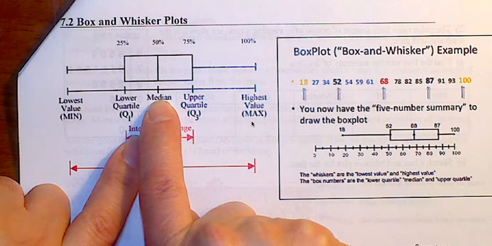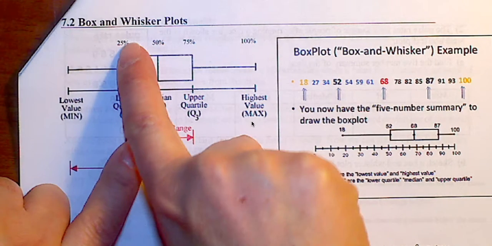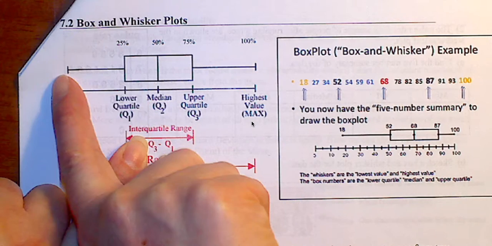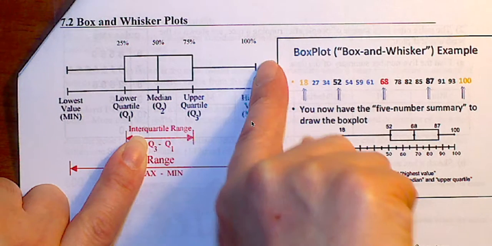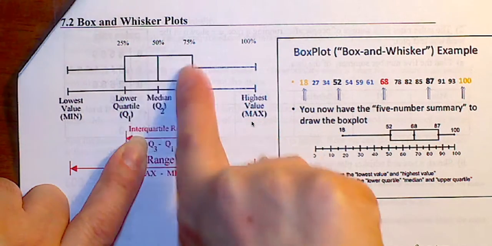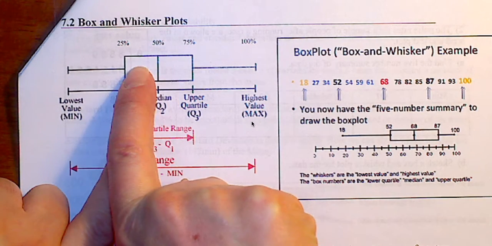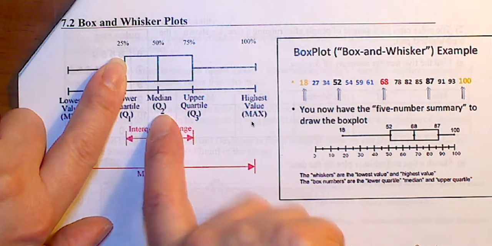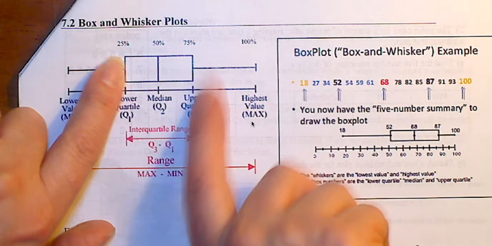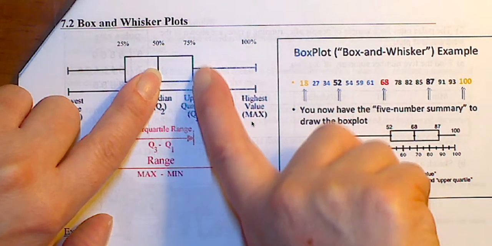Now the median is also called the second quartile, because if you think about it, we're dividing the data into 4 quarters. 25% of the data falls below the box. 25% of the data falls above the box. And 50% of the data falls within the box, where 25% is between the first quartile and the median, so between the first quartile and the second quartile. And then 25% of the data falls between the second quartile and the third quartile. Okay?